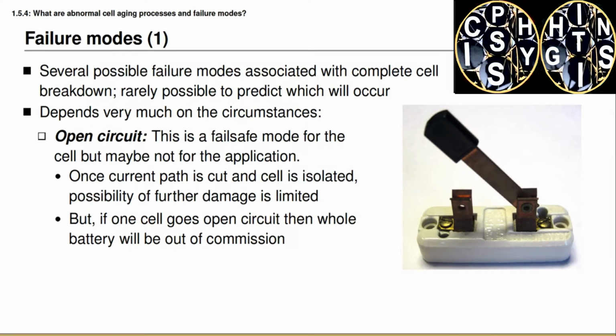But if I have a whole lot of series connected battery cells in my battery pack and one of the cells fails in an open circuit condition, then the whole battery pack is open circuit even though all of the other cells may be perfectly healthy and the battery pack is no longer able to provide power.